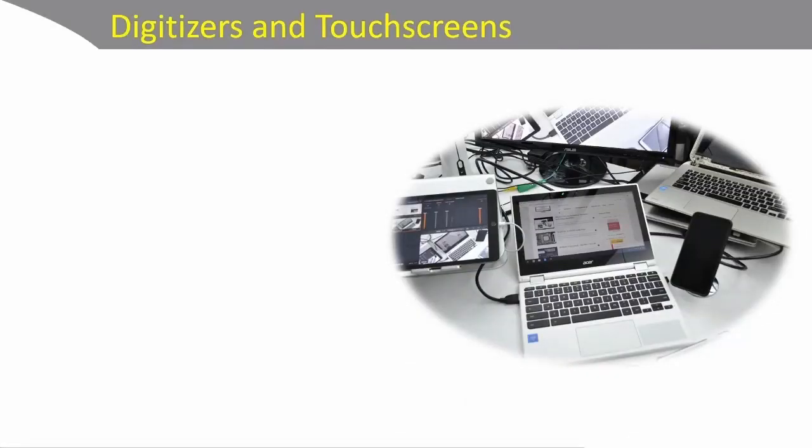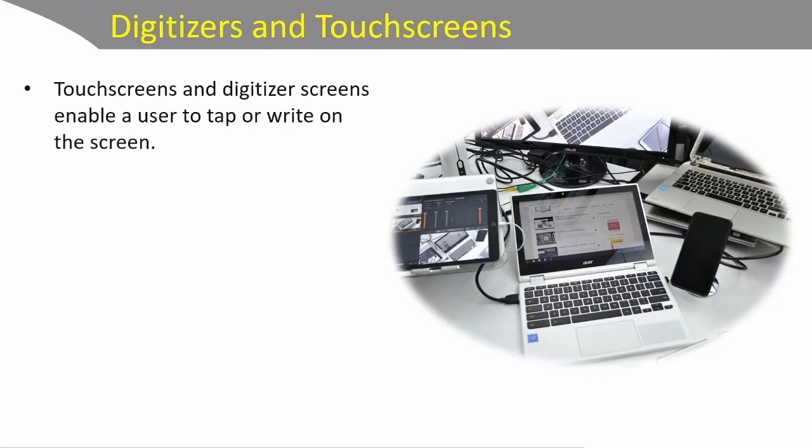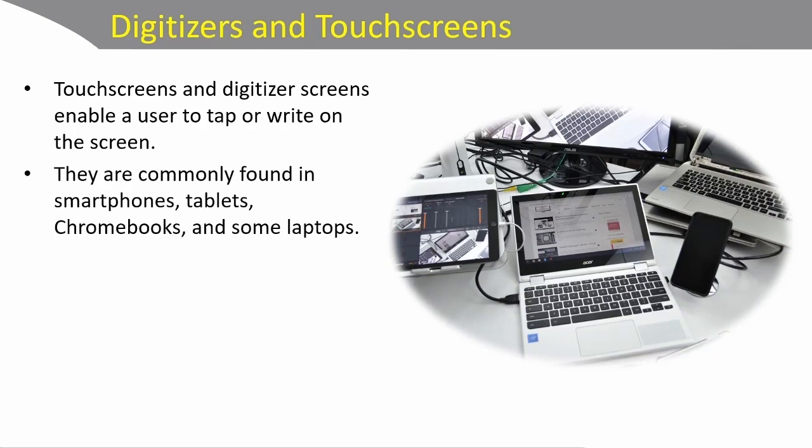Let's briefly discuss touchscreens. Touchscreens and digitizers enable a user to tap or write on the screen. It can be done by tapping with a finger or using a stylus. These touchscreens are commonly found in smartphones, tablets, Chromebooks, and some laptops.